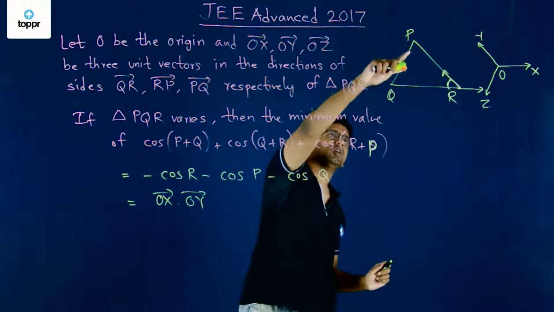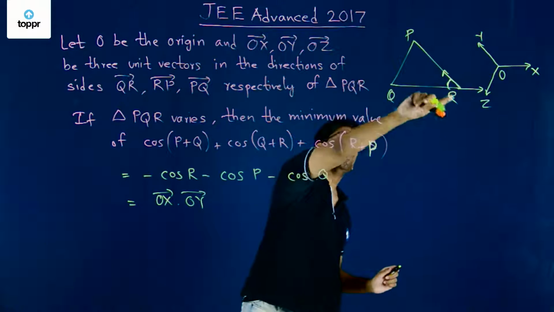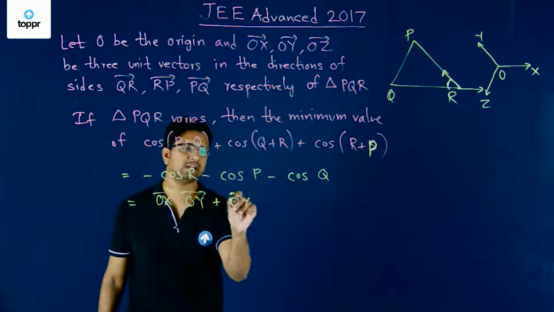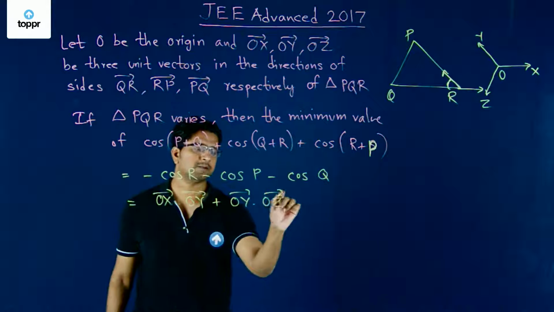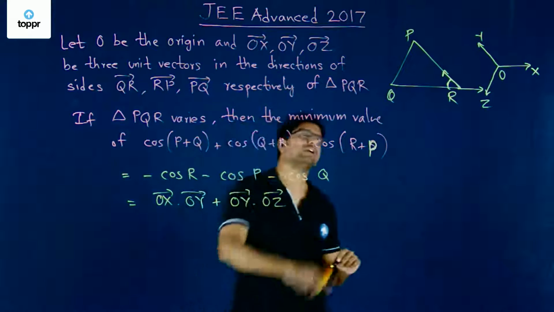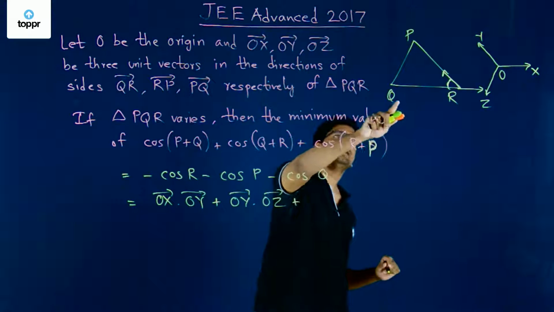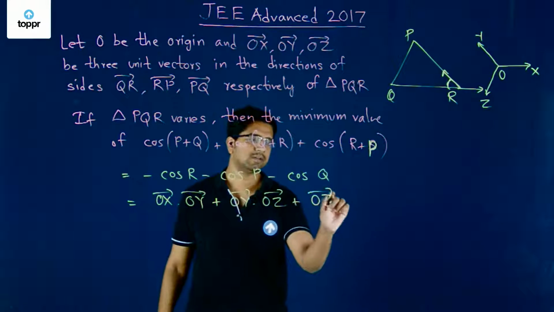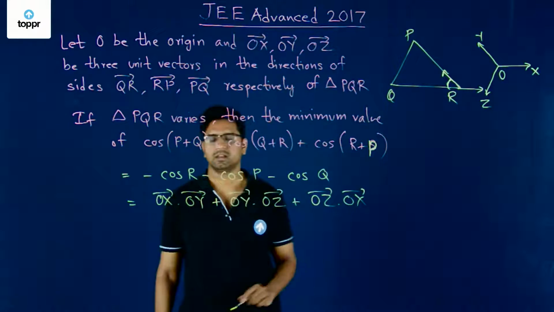Similarly, you can write it for cos P. For cos P, what are the vectors involved? It is OY and OZ. So this becomes OY dot OZ. And finally, for cos Q, you can write it as OZ dot OX.